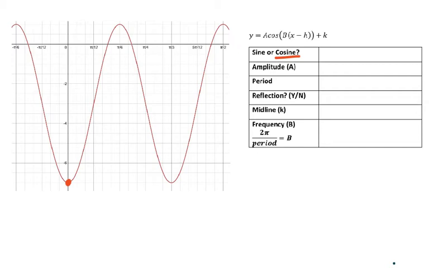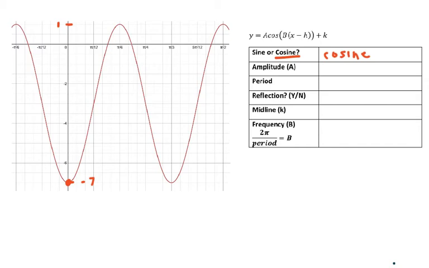Now, if the y-intercept was at the midline, it would probably be easiest to use a sine function, but we are going to use cosine here because that y-intercept is a minimum. Now we want to identify the amplitude, and the amplitude is the distance from the midline to the maximum or minimum. So if we look at our maximum value here, it's going to be where y equals 1, and the minimum is going to be where y equals -7.